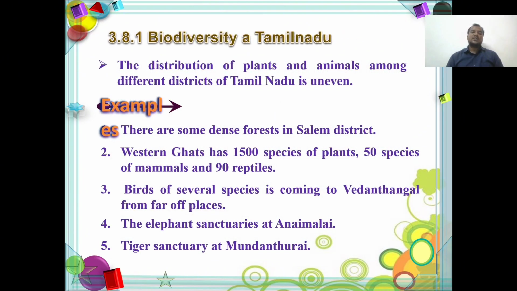So, biodiversity of Tamil Nadu. In the biodiversity of Tamil Nadu, the distribution of plants and animals among the various districts is uneven. The Western Ghats of Tamil Nadu have 1,500 species of plants, 50 species of mammals, and 90 reptiles. Birds of several species come to Vedanthangal sanctuary from faraway places. Then, the elephant sanctuary at Anamalai near Coimbatore district, and the tiger sanctuary at Mundanthurai sanctuary. These are examples of the biodiversity of Tamil Nadu.